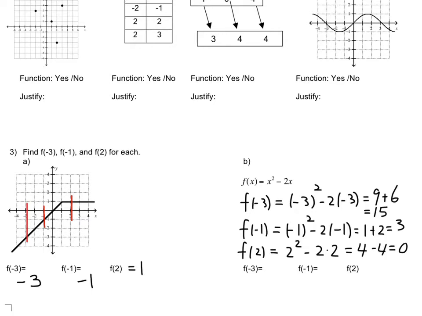So when x equal to -3, as you extend that line, you'll see that the graph is intersecting the y at -3. F of -1, so again, draw the line. It's going to intersect the graph with y value of -1. When f of 2, x equal to 2, it's going to intersect the y at 1.